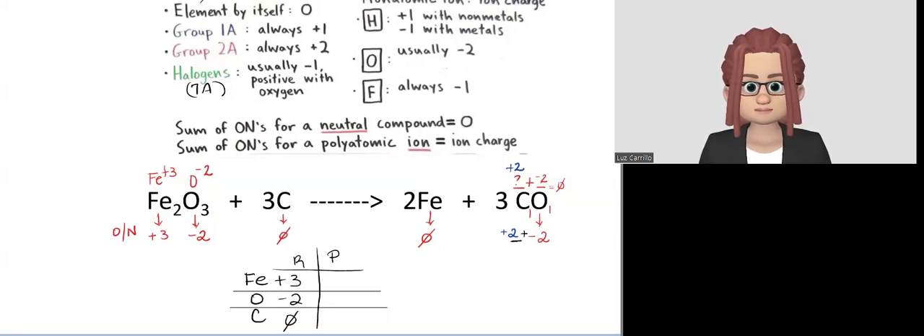Next, I write down what I see in the product. Iron has an oxidation number of 0 in the product. Carbon has an oxidation number of +2. Oxygen has an oxidation number of -2.